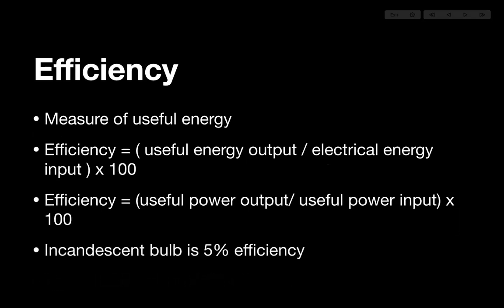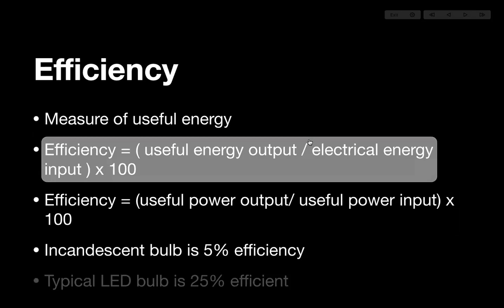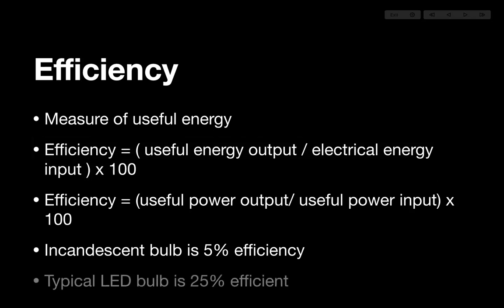Now, if we take an example, like a typical incandescent bulb which I discussed earlier, it transfers electrical energy into light as well as heat. So a 100 watt light bulb will transfer only about 5 watts as useful light. That means it has only 5% efficiency. On the other hand, a typical LED bulb is about 25% efficient, which means it converts more of the input energy into useful form. This is a very important concept, and efficiency will keep coming up again and again in this chapter, so it's good to understand intuitively what it means.